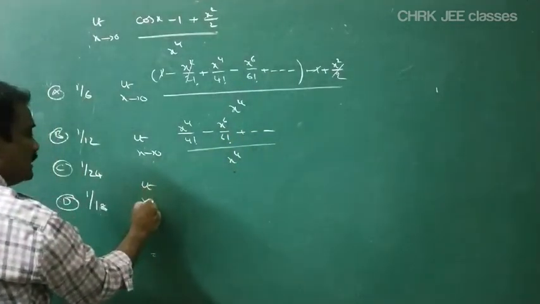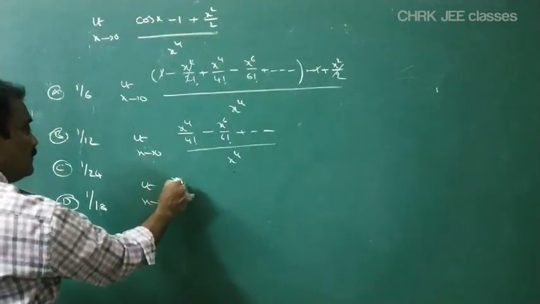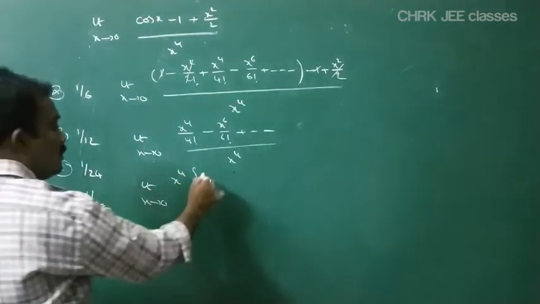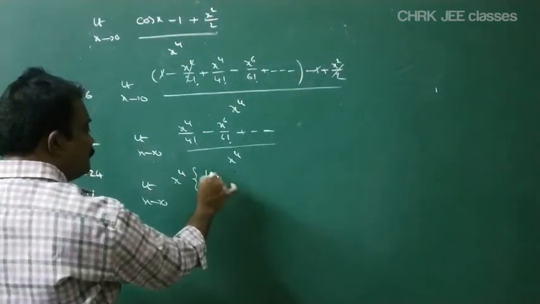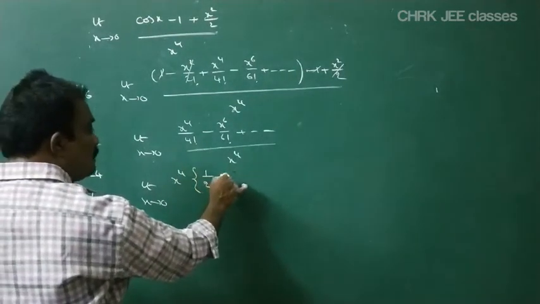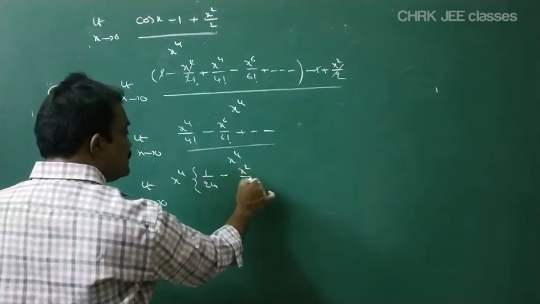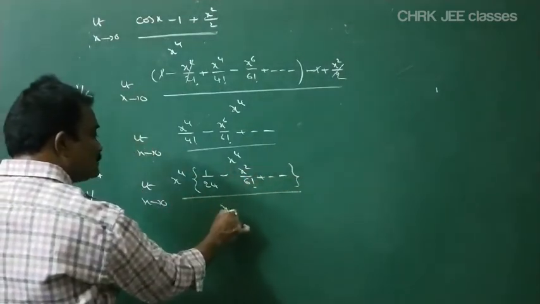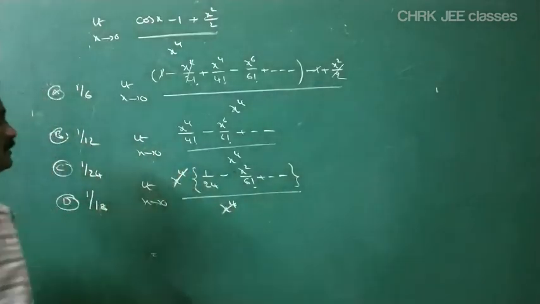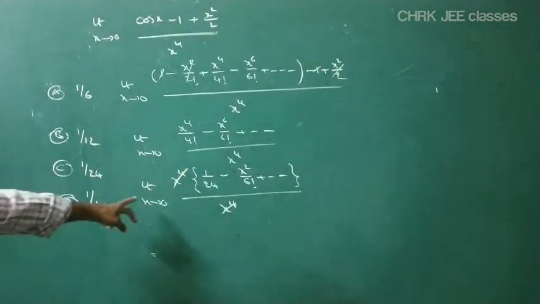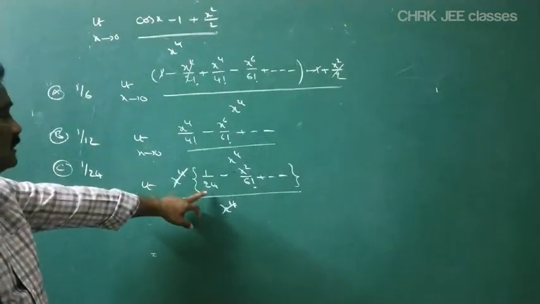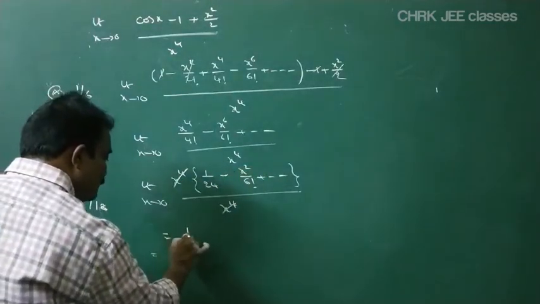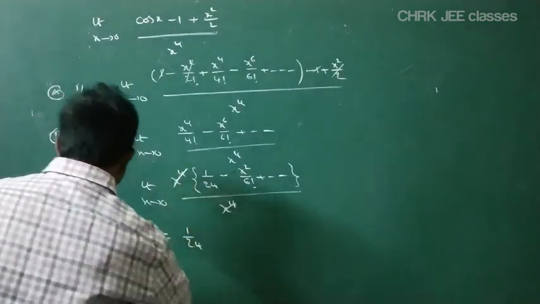That equal to limit x tends to 0. In the numerator I want to take x to the power of 4 as common. By taking x to the power of 4, we are getting 1 by 4 factorial, which is 1 by 24, minus x square by 6 factorial plus so on, by x to the power of 4. x to the power of 4 and x to the power of 4 are cancelled. By applying x equal to 0 here, we are getting 1 by 24 as the answer. So the option is C.